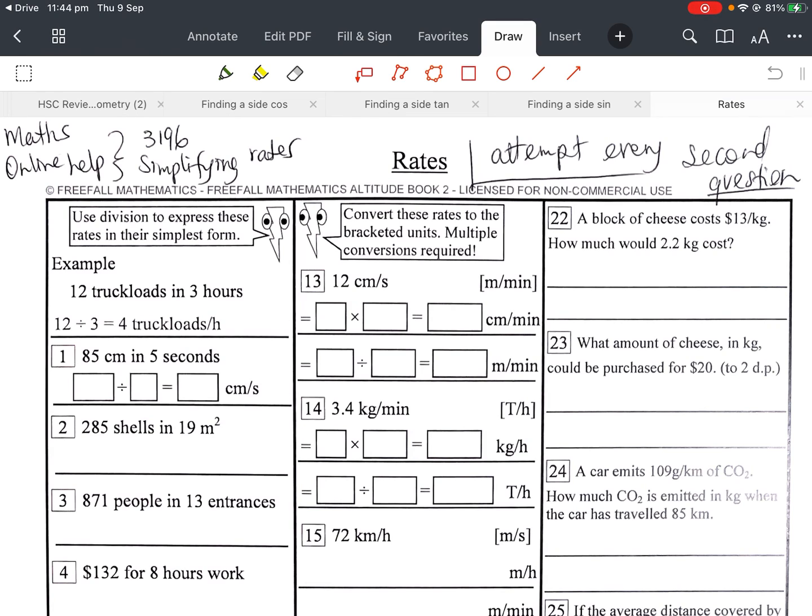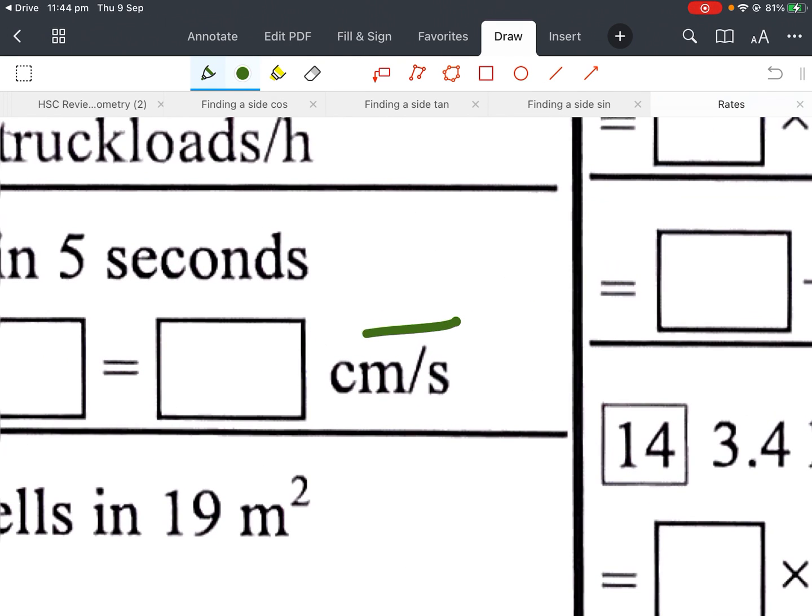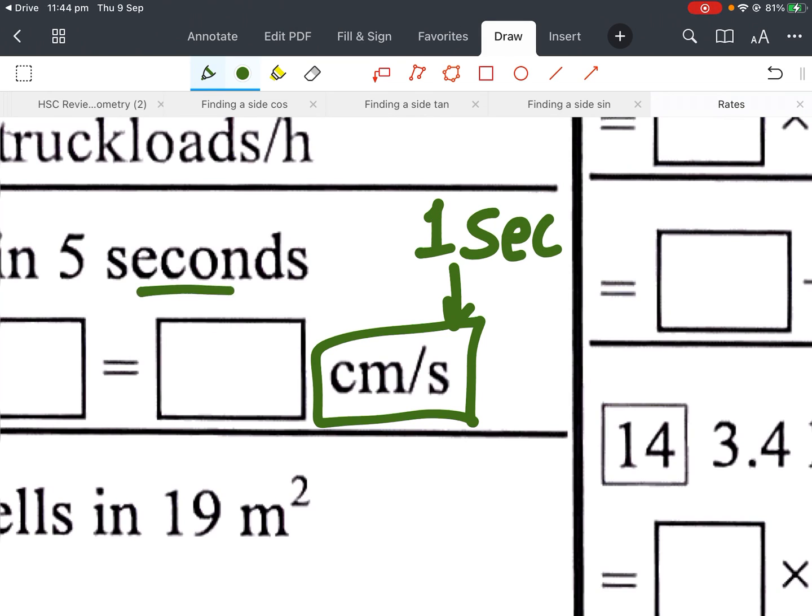Usually what we want to do in a rate is we want to write it at the end a little bit like that. So if you watch the video or you did your maths online, you'll know it's going to be so many centimetres, and the end one always is per 1, and in this case I believe that's a second. Yeah, there it is there. So that last number is always just 1, so many centimetres per 1 second.